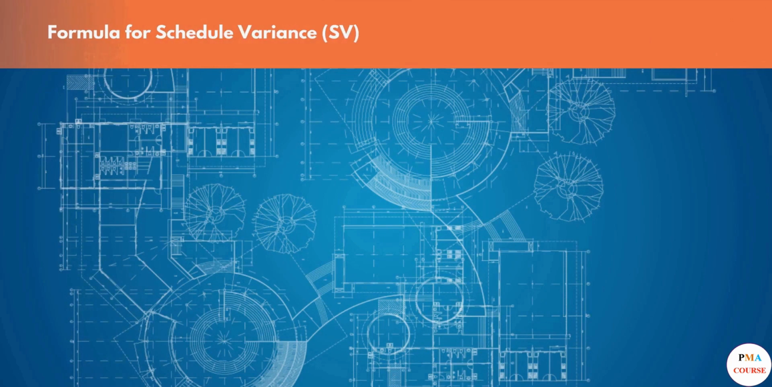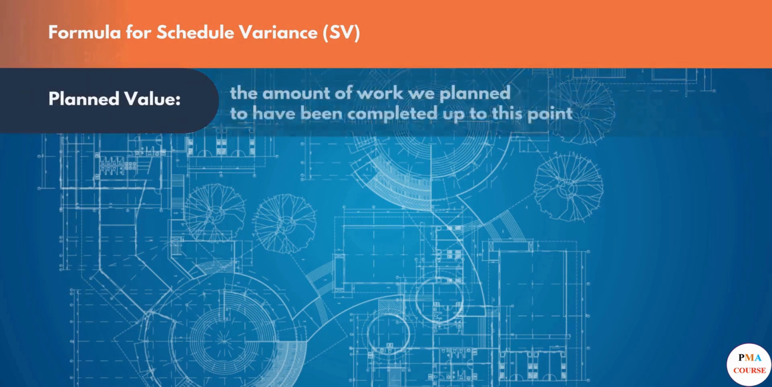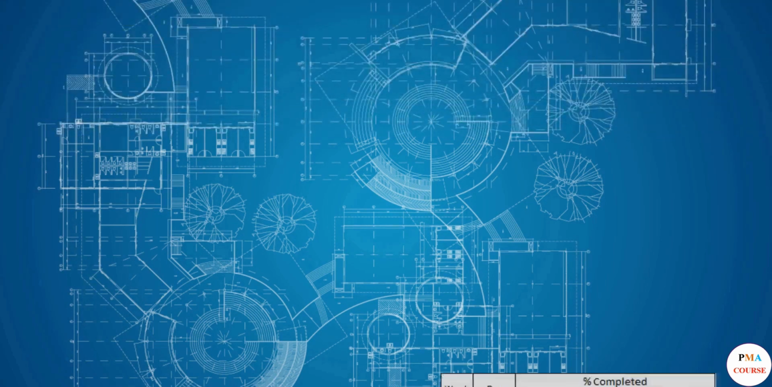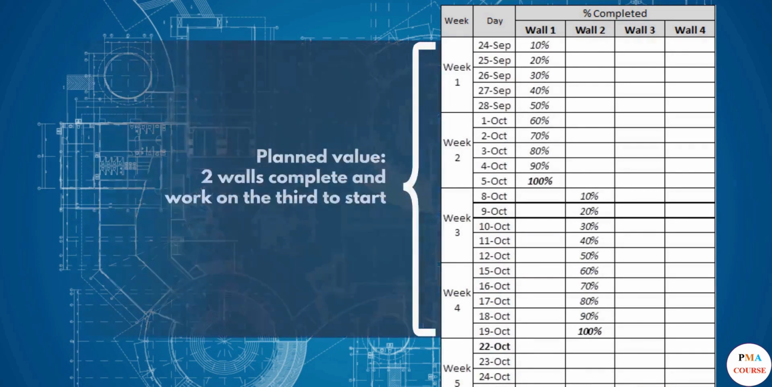So, what is the formula for calculating the schedule variance? First, we need to know the planned value. This is the amount of work we plan to have been completed up to this point. For example, for the task Build Walls, there are 4 main walls to be built, meaning 1 wall every week. So at the halfway point, the planned value would be 2 walls complete and work on the third to start.